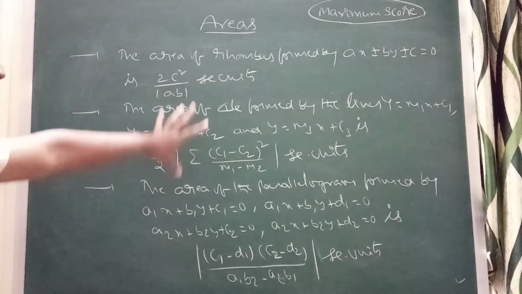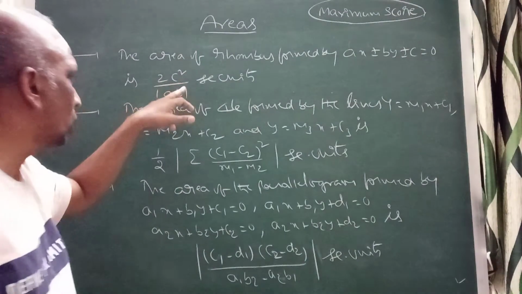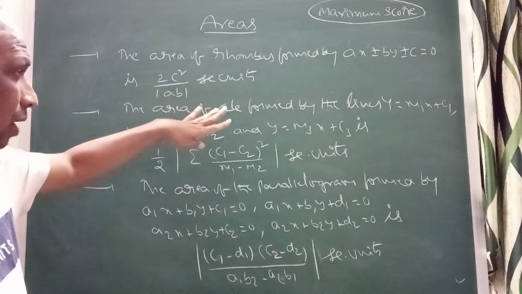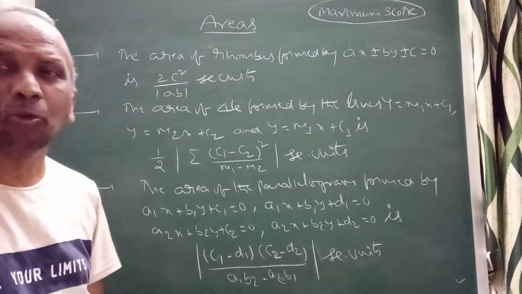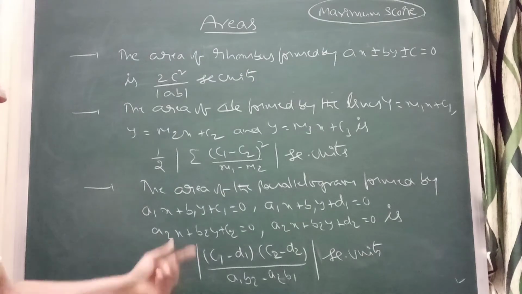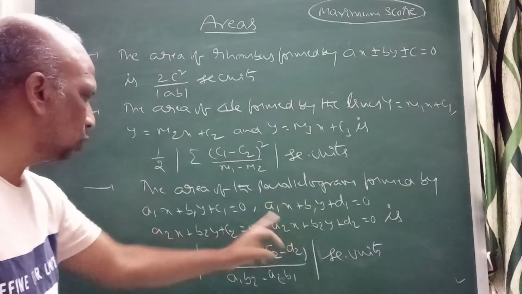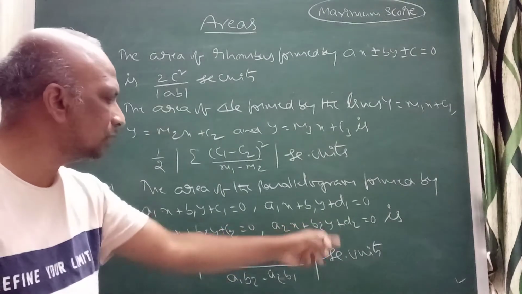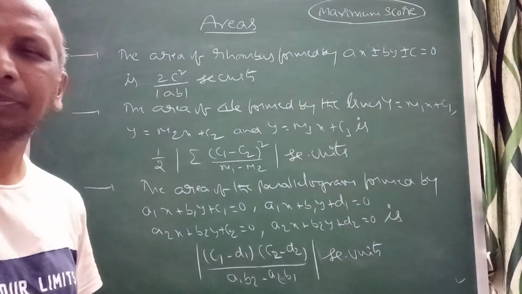Now see again the most important points. Area of rhombus formed by these 4 lines is 2c1 c2 by mod a b. Area of the triangle formed by these 3 lines will be mod sigma c1 minus c2 whole square by m1 minus m2 square units. Area of the parallelogram: parallelogram means opposite lines are parallel, so these two are parallel lines and these two are parallel lines. Area, with the difference between parallel lines, is c1 minus d1 into c2 minus d2 by a1 b2 minus a2 b1. It gives the area of the parallelogram.